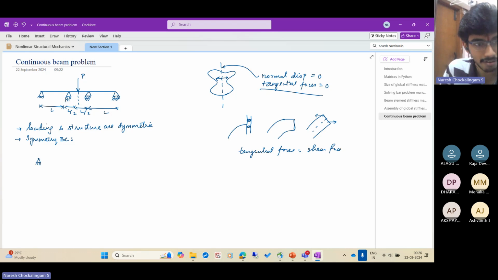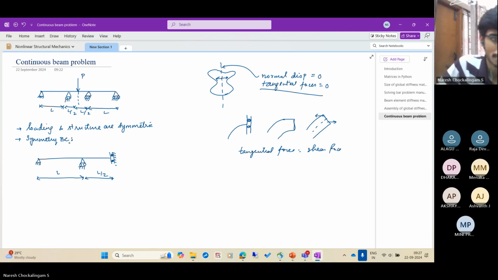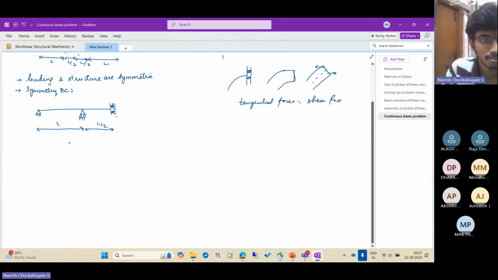So this reduced model, you can make it this way. Right? So this is a reduced model. This is L and this is L by 2. Next, we can analyze it. So what is our goal? Our goal is to find the displacement of this point. Let us call it V.